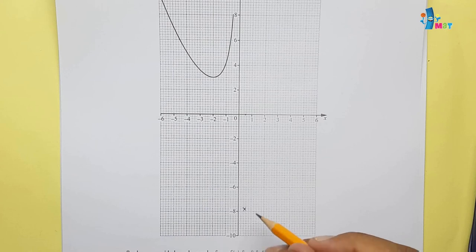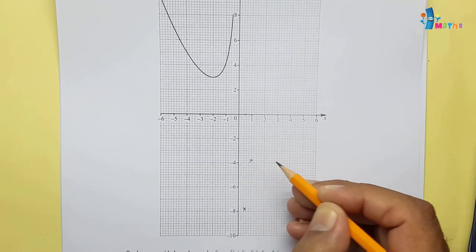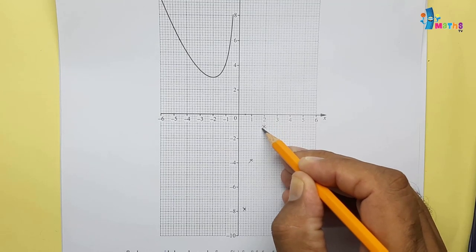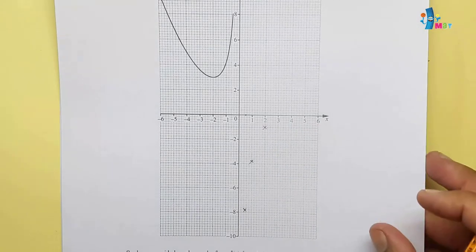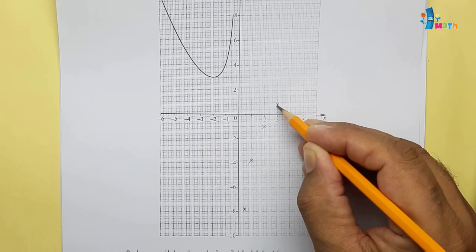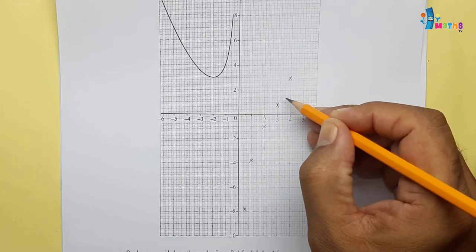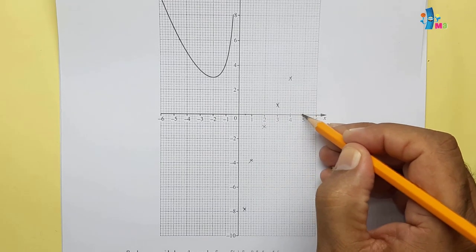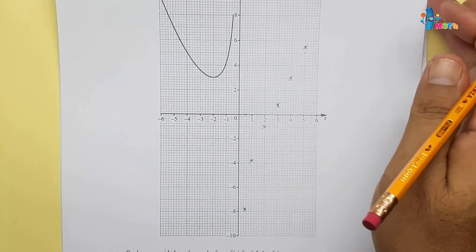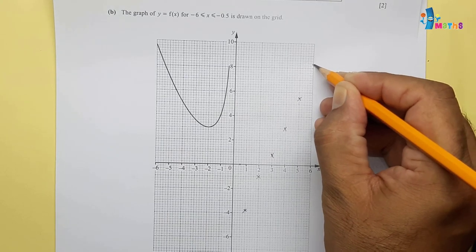Then the next value is 1 and minus 3.8, 1 and minus 3.8. So this value, this one. And the third one is 2 and minus 1, 2 and minus 1 over here. And then comes 3 and 0.9, 3 and 0.9 we can take over here. Then the next point is 4 and 3. 4 and 3 will be this point. And the next point is 5 and 5.5. 5.5 will be this one. Then comes 6 and 8.3. 6 and 8 is this one, 8.3 will be over here. Okay, so these are the points.